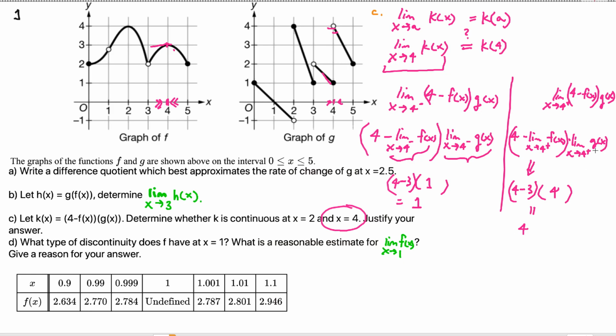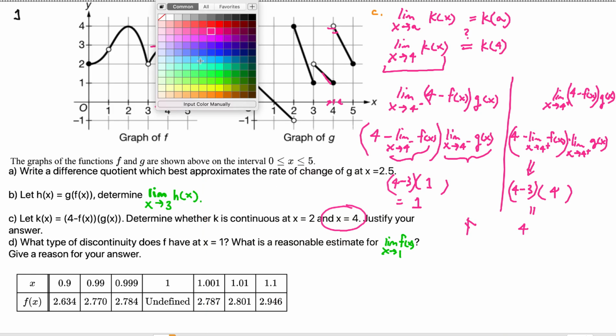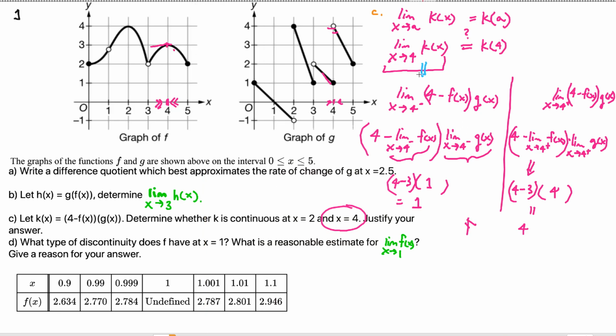I got that the right-hand limit, as I get closer and closer to 4 from the right, does not equal the limit as I get closer and closer to 4 from the left. So the left-hand limit does not equal the right-hand limit. That means that this right here does not exist. And if the limit does not exist, it cannot equal anything, ever. So it cannot equal k of 4, which means that k is discontinuous.